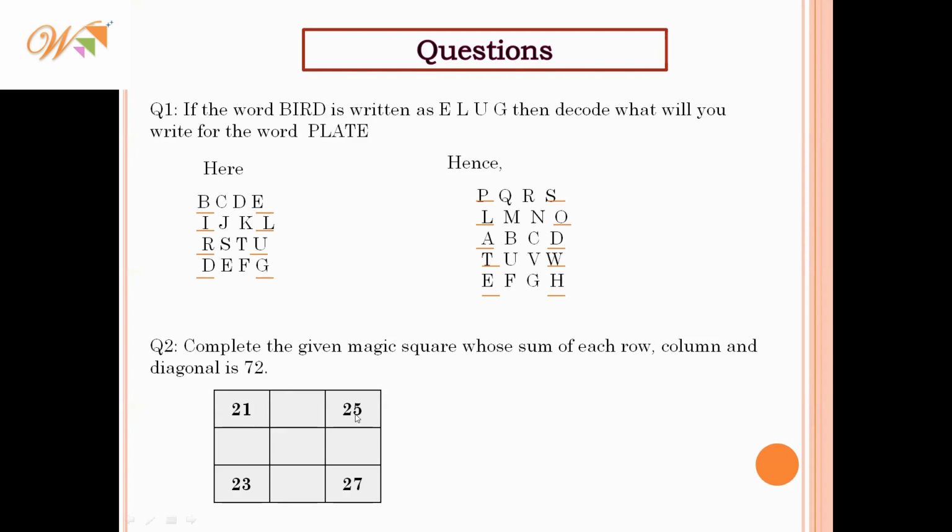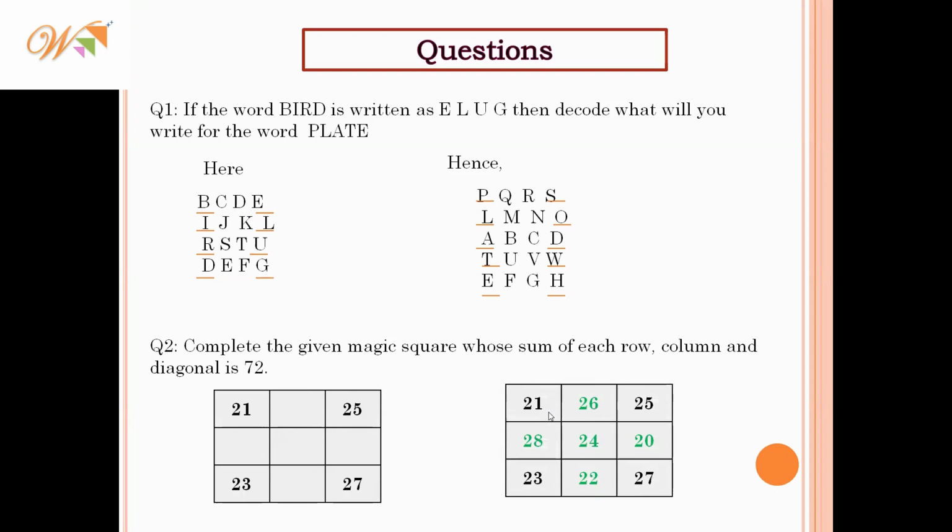So we have 21 here, 25 here, 23 here, 27 here. So 21 plus 23 plus some number will give us 72. So you can calculate that. Similarly, 21 plus 25 plus some number will give you 72. So you can find that number. And you can also find the last row, this column. Now when you've got all these numbers, you can also find the middle number. So this is the answer that I got.